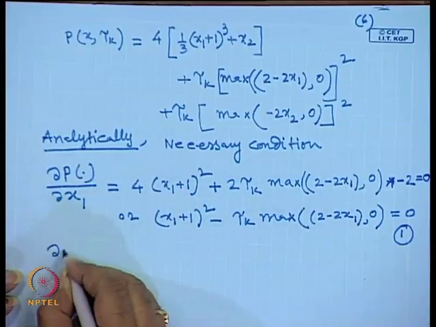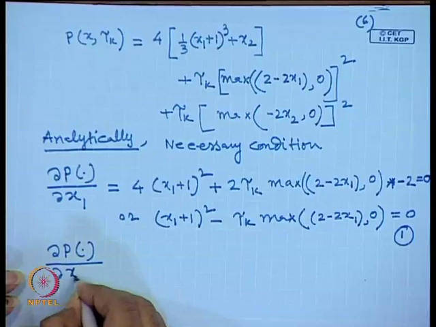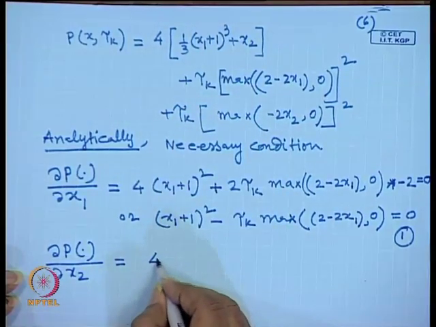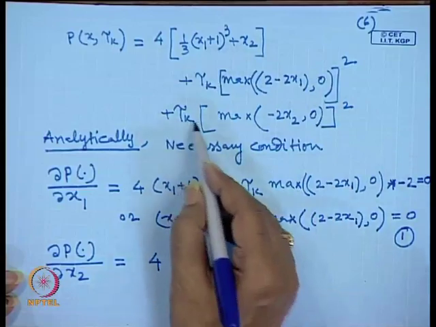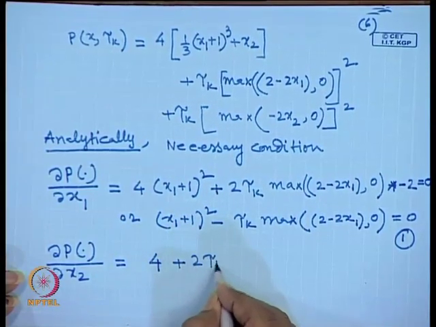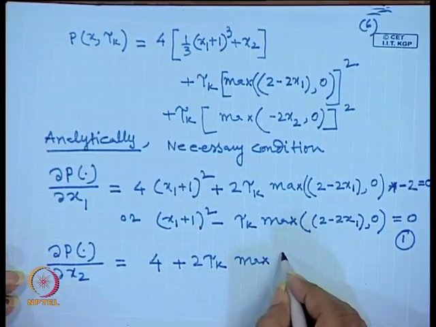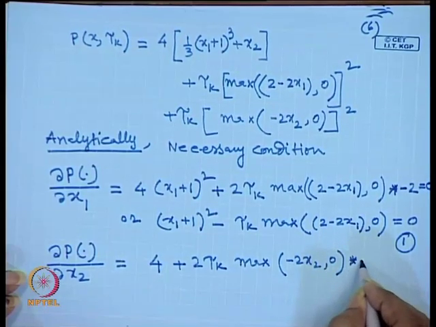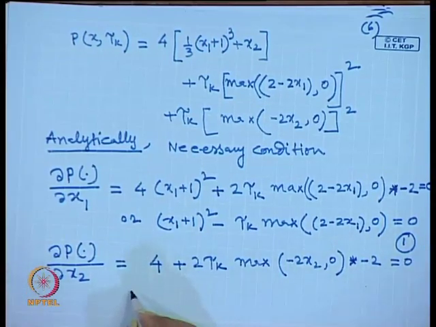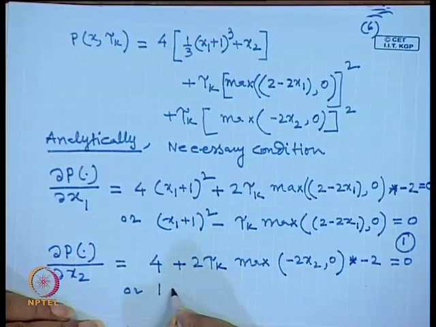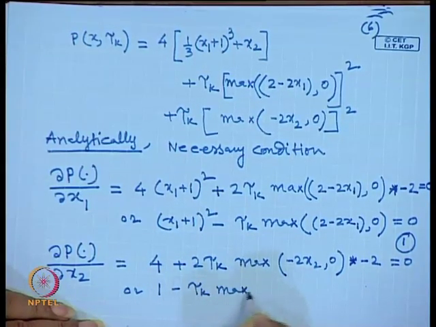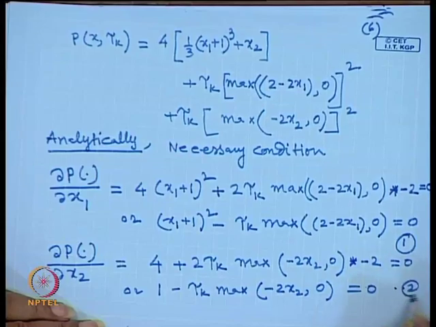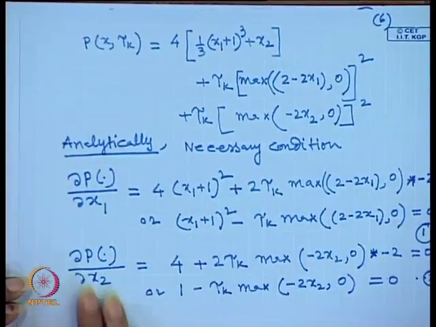Next, there are two decision variables, so del by del x2 is equal to, if you differentiate with respect to x2, there will be a 4 x first term. There is no x2 term here, x2 is here, then it is twice tau k max minus 2 x2 0, then into minus 2 is equal to 0. So again the 4 you cancel it, 1 minus tau k max minus 2 x2 0 is equal to 0. Let us call this equation number 2, agree? So this is a necessary condition, you got it.